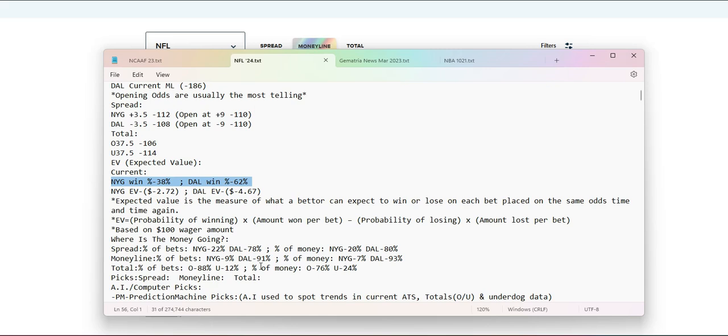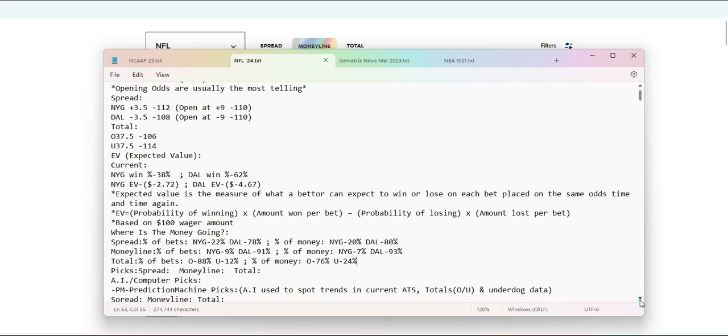Over under at that 37.5 points. Over is getting 88% of the betting, 12% going under. Percentage of money on the total, 76% going over, 24% going under. And that's how we got these values right here. They're splits. All of these splits are based off global sportsbook averages. Just keep that in mind.